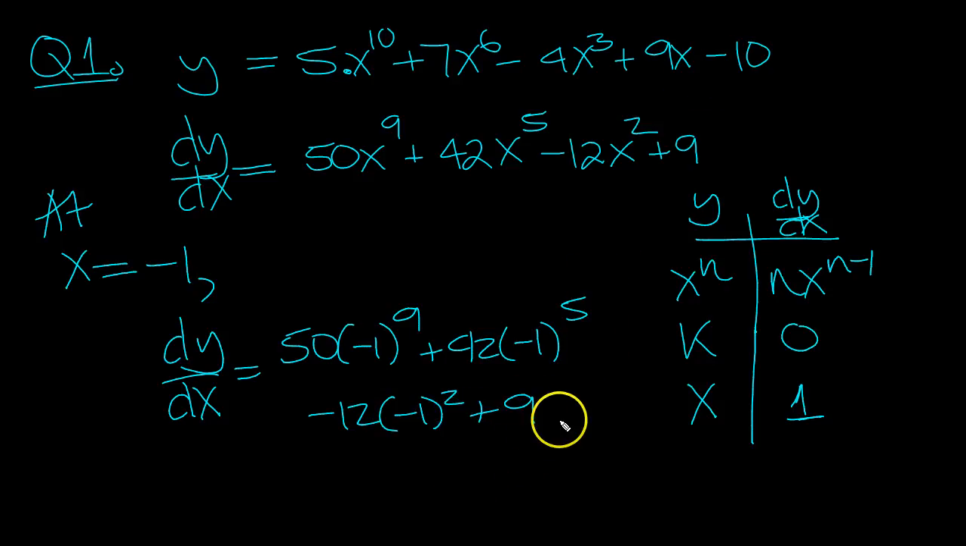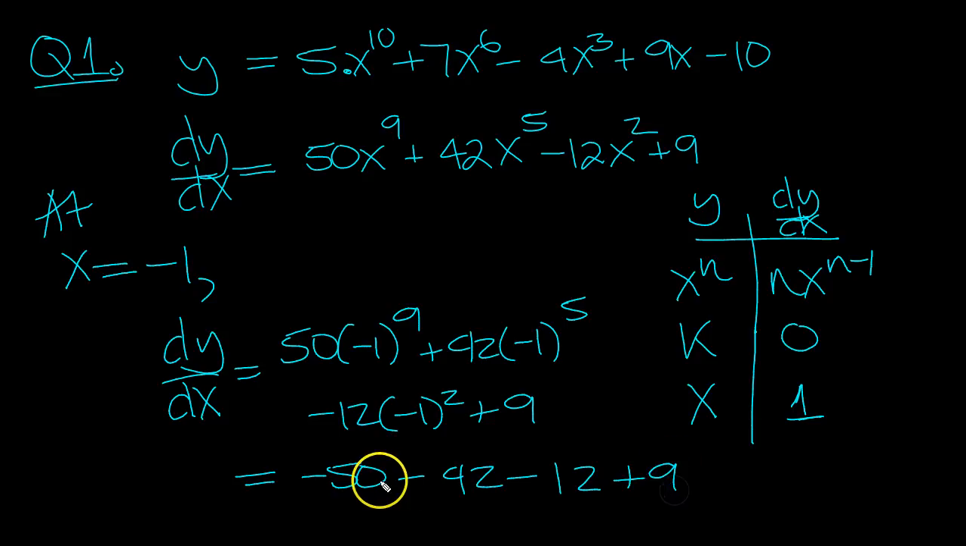It was minus 0, but we're not going to put minus 0 in. An odd power of minus 1 is minus, so that's minus 50. Odd power of minus 1 is a minus, so that's minus 42. Here's an even power, that's plus. Plus times a minus is a minus. Plus the 9 at the end. Minus 92. And this is minus 3, so it's minus 95. Tap it in the calculator if you need to.